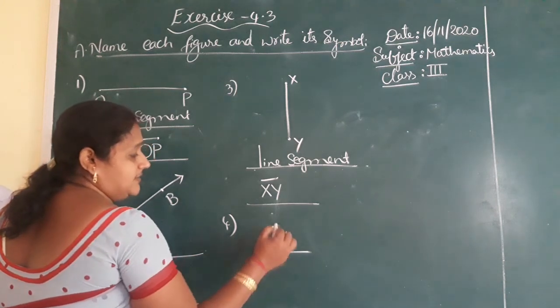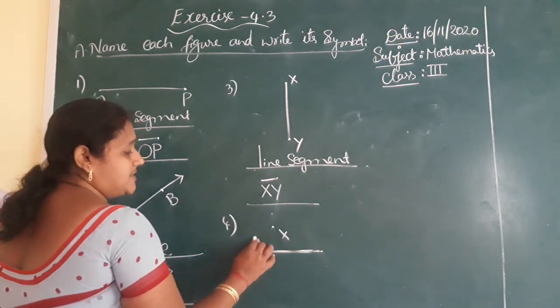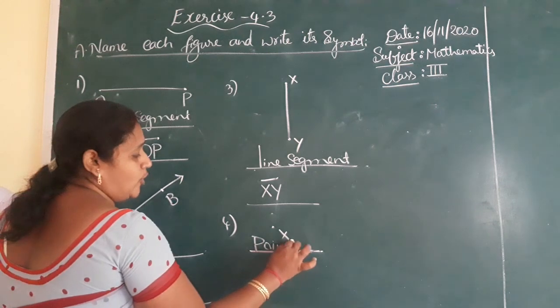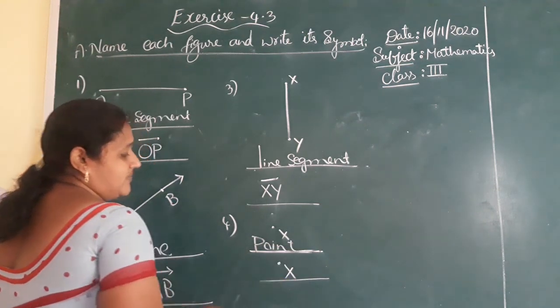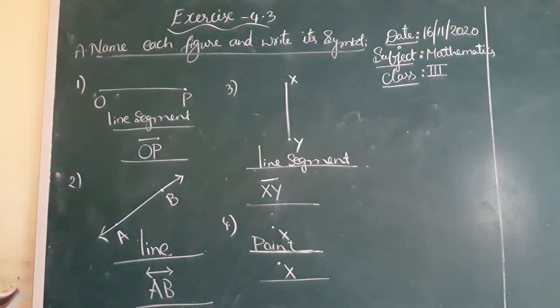What do we call this one? A dot made by a sharp edged pencil. We call it a point. What is the name of this point? X. We indicate the point X. See the next one.